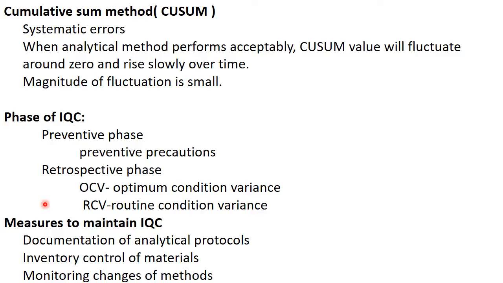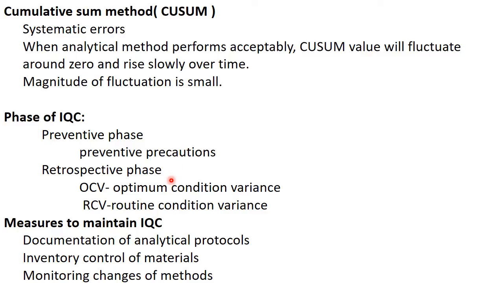Next, moving on to the phases of internal quality control. There are two phases, preventive phase and retrospective phase. Preventive phase includes preventive precautions which can be taken at various stages of specimen analysis. The stages in which preventive precautions should be taken are sample collection, separation of serum within 30 minutes of collection, specimen analysis, obtaining results and calculation of the test values. These are preventive phase corrections.